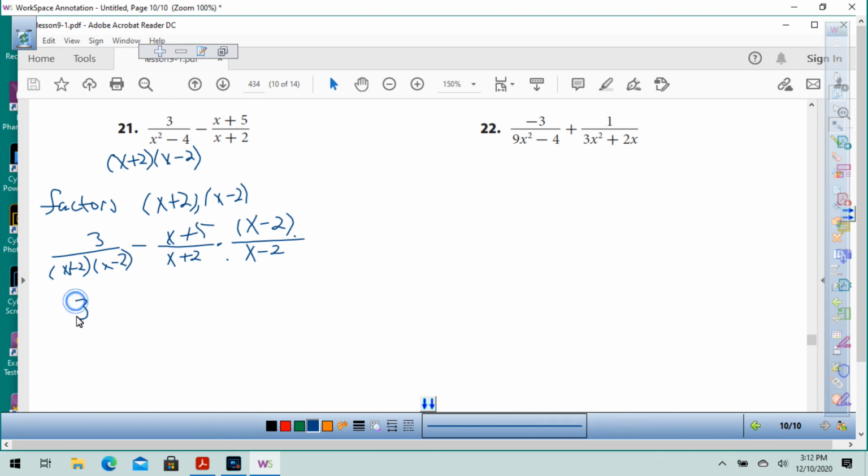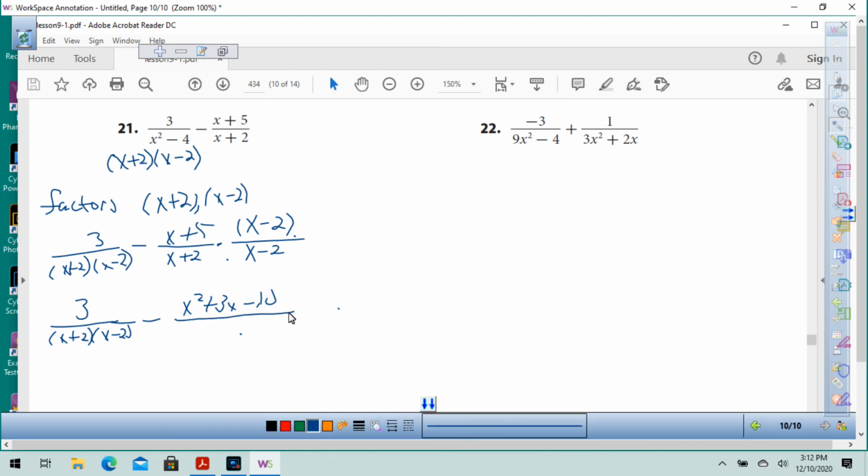So let's see, we got 3 over x plus 2 times x minus 2, and minus, and then x times x is going to be x squared. x times negative 2 is going to be minus 2x. It's going to be plus 5x. And that's going to be minus 10. Now these two can be combined, and that's going to give me plus 3x. So I got plus 3x and then minus 10. Just to save me a little room there.